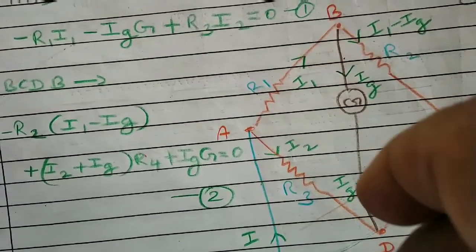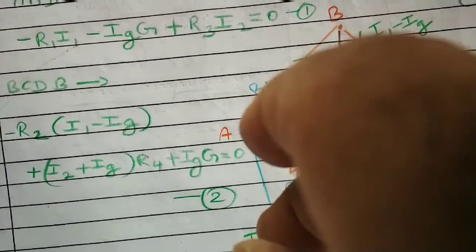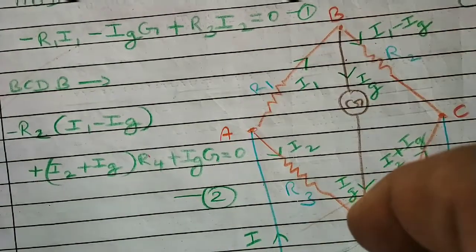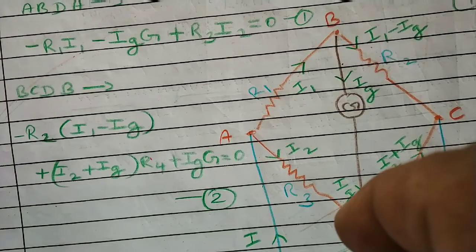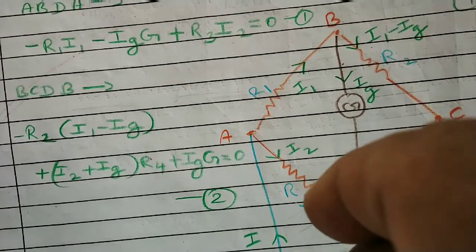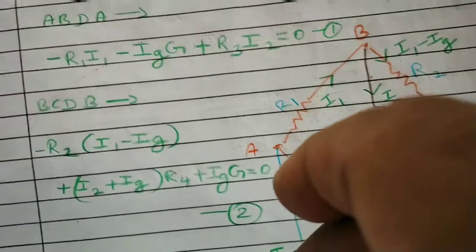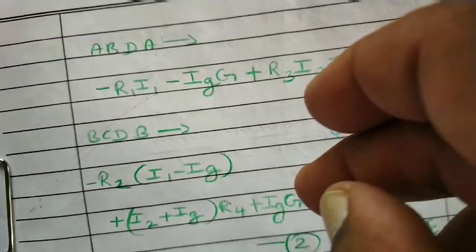Next, now D to A. Here I2 current is coming from A to D, but we are going from D to A, which means opposite to the direction of current. Then the potential difference should be treated as plus. So current is I2 in this branch and resistance is R3, which means I2 into R3, but we should take plus. That's why plus I2 into R3. So total means what?